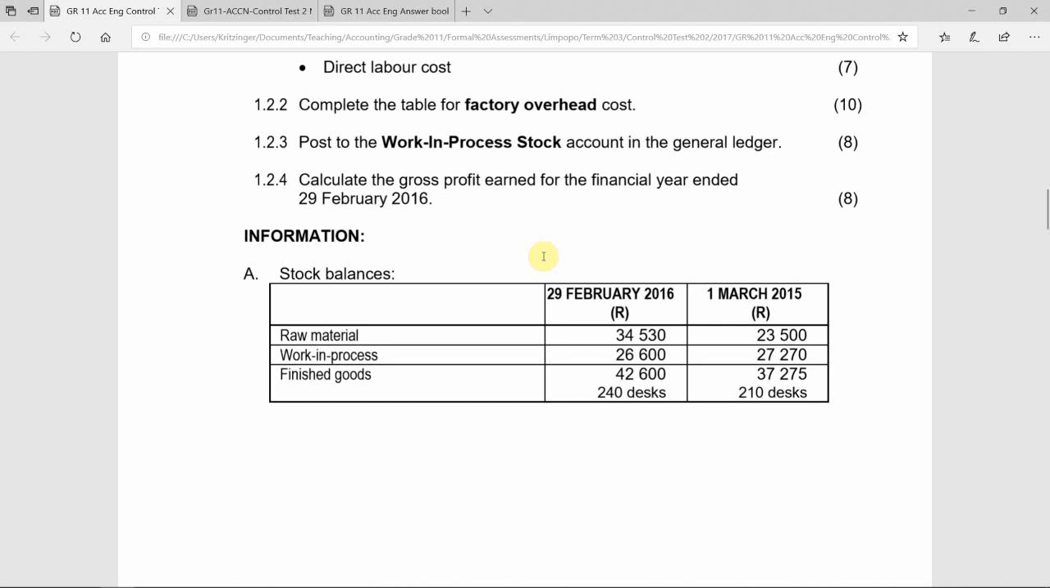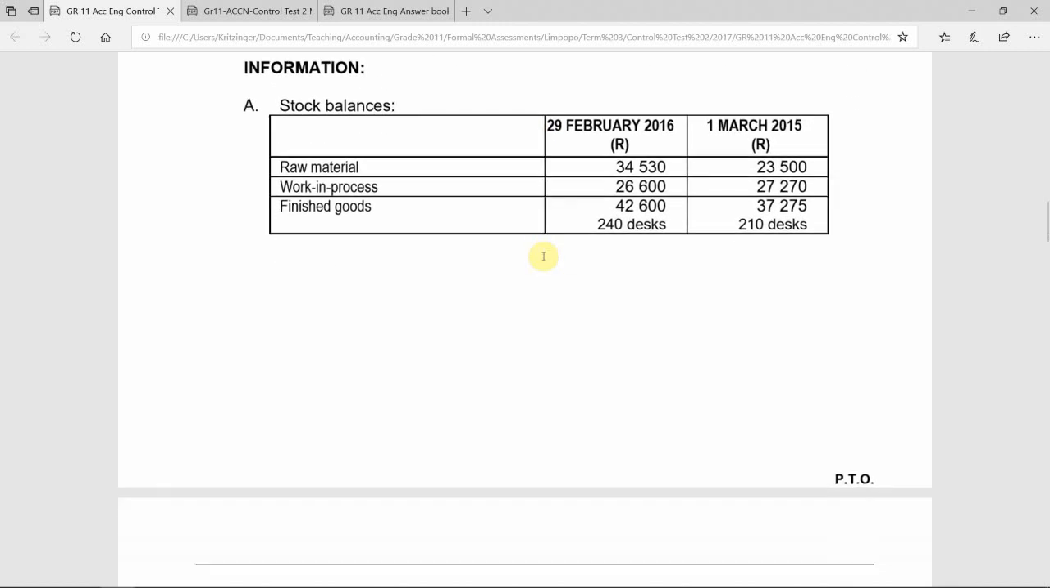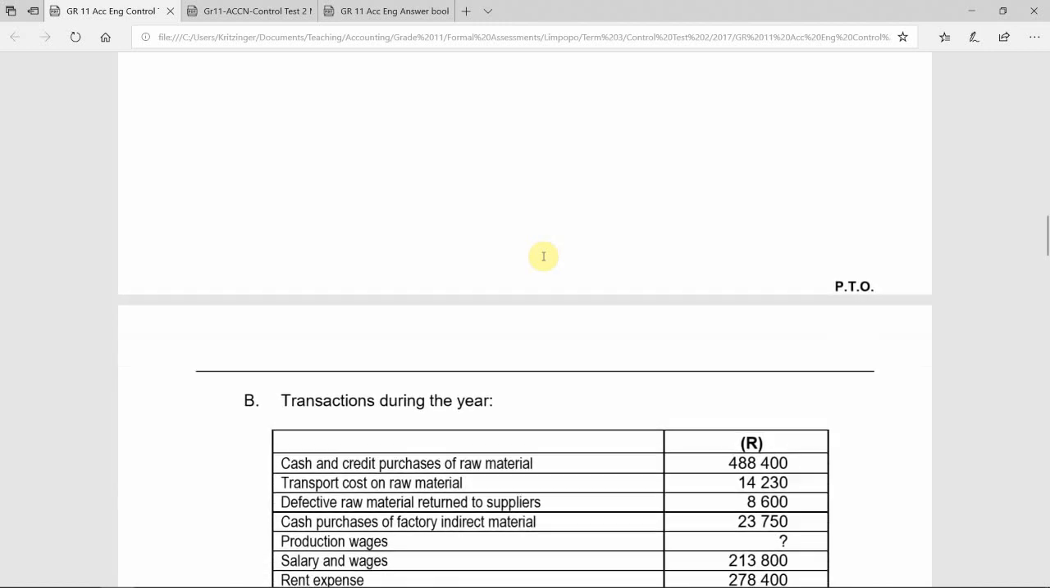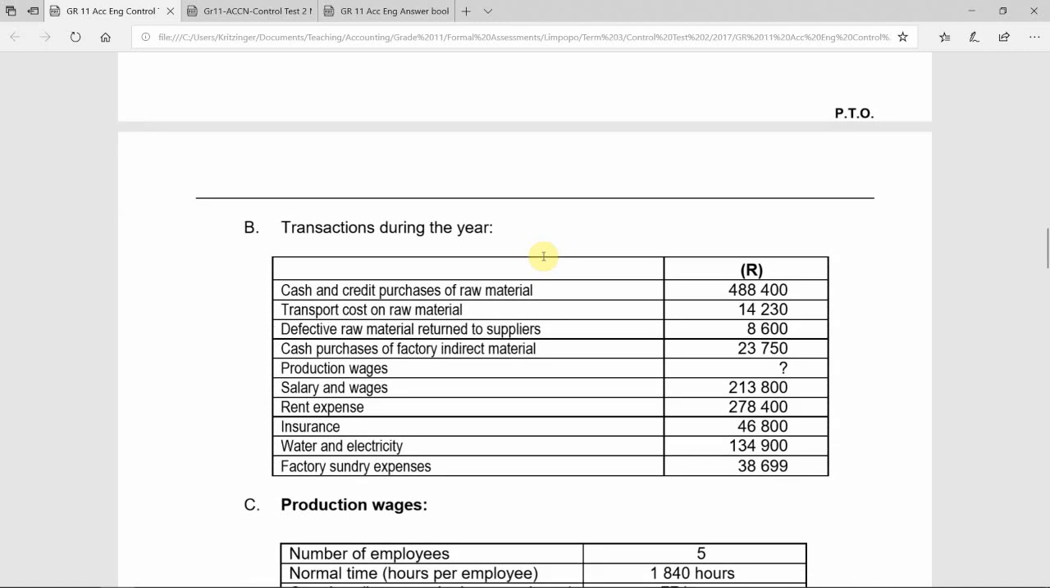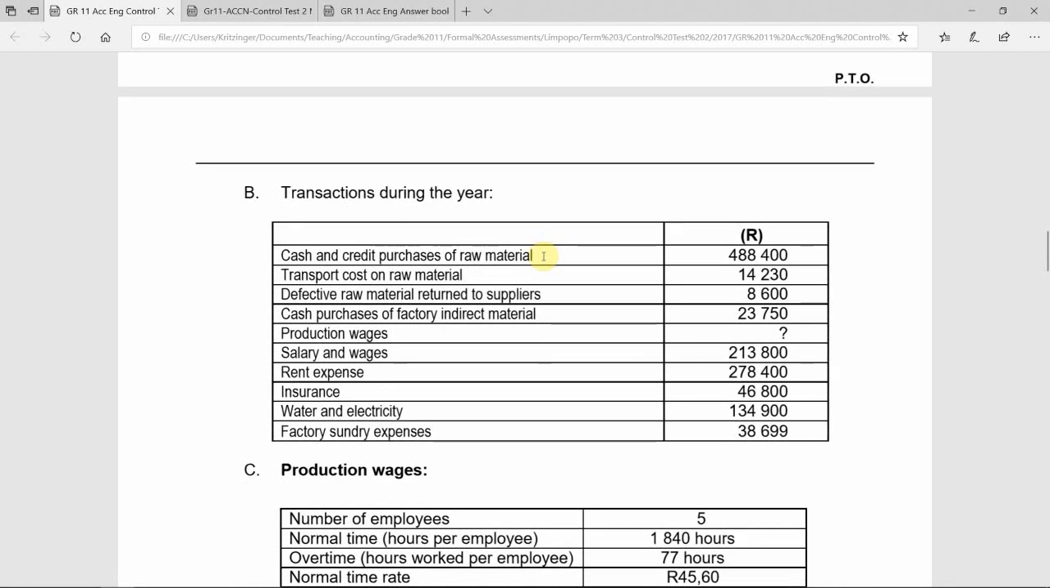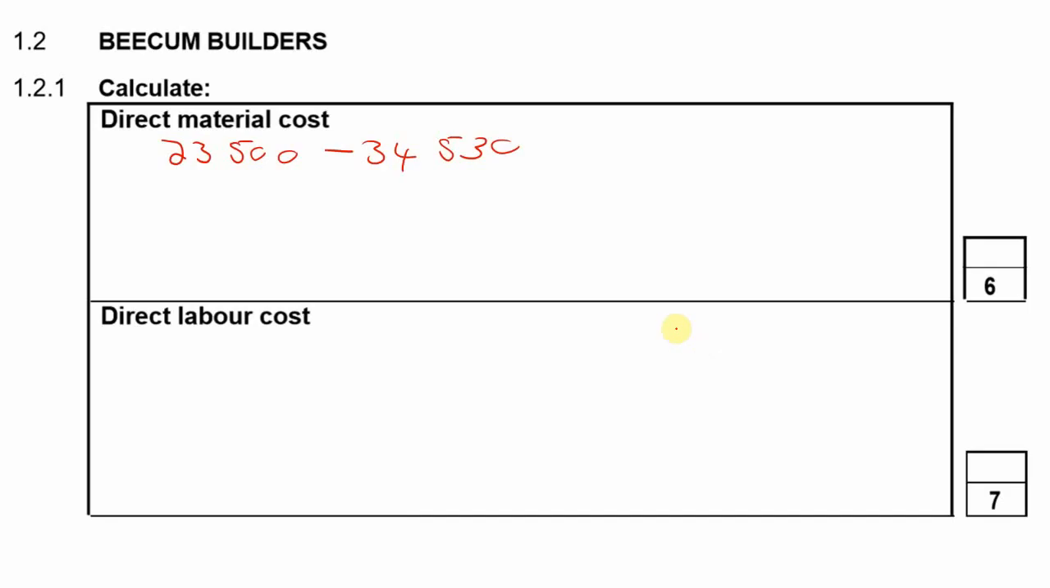Okay, work in progress process does not involve raw material. Finished goods don't involve raw material, so we can skip. But cash and credit purchases of raw material will increase our raw material use during the year. So we will have to add that 488,400. So we have to add 488,400.